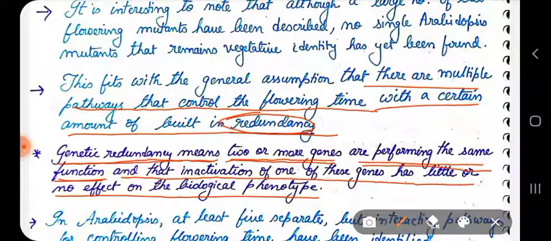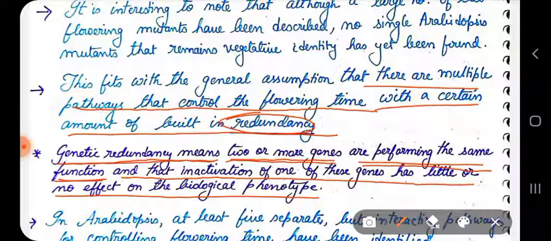It means that there are multiple pathways for flower development. So even if one of the flowering time genes gets mutated, there will be no problem because there are multiple genes which are carrying out the same function. That is called genetic redundancy. Here the same function is flower development, and the biological phenotype we are discussing is flower development, right?